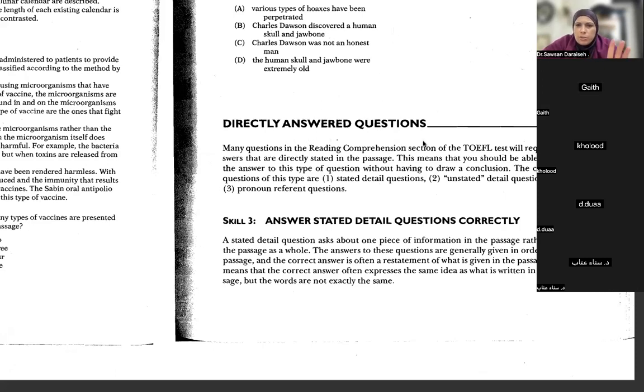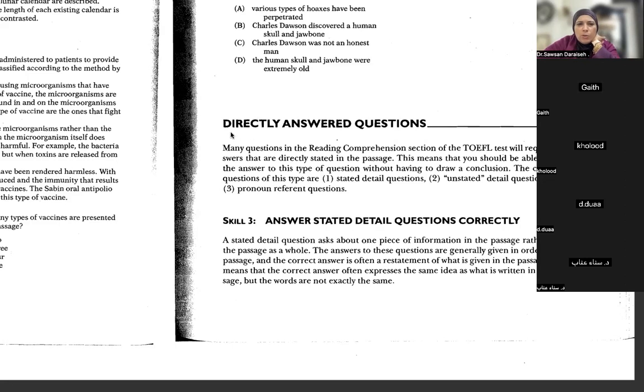Directly answered questions. What is this? This is also a skill that you have to get ready for, which is that sometimes the TOEFL examiner is going to ask you about information that has been mentioned in the text itself. And the information that the examiner wants you to provide to answer the question is in the text in some kind of specific order.